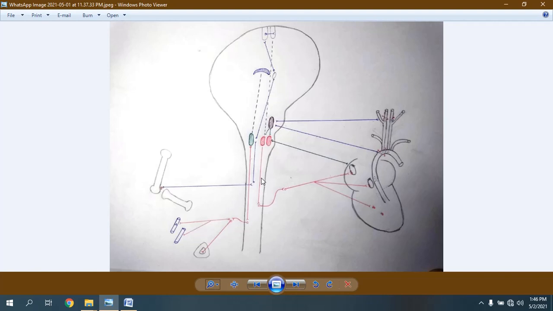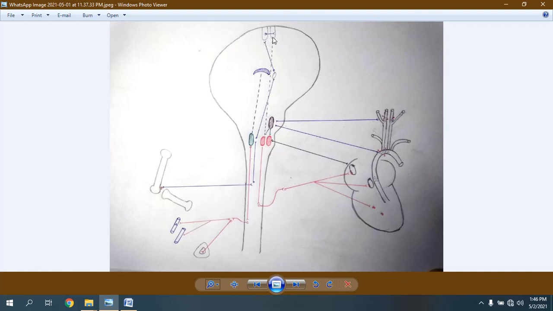The cardio-acceleratory center will be activated. It will transfer the signals towards the SA node, AV node, and the myocardium, and it will increase the activity of beta 1 receptors over here, increase the heart rate and increase the contractility. So due to the exercise, due to the proprioceptor information, the heart rate will be increased and there will be increased blood pressure.